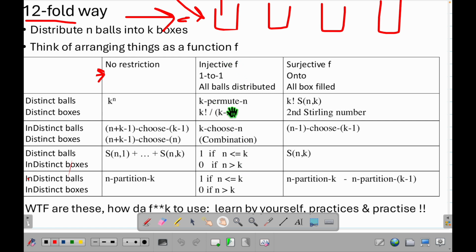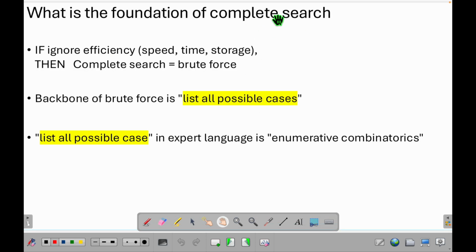Well, now you will see some permutation and combination. So basically this one is the most trivial one. It's the permutation and this one is the combination. But again, no time, so let me recap. What is complete search? Complete search means brute force if you ignore the efficiency.